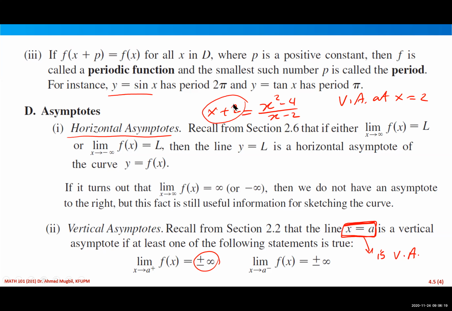So this should be done after simplifying, not before. Of course, here x is not 2.